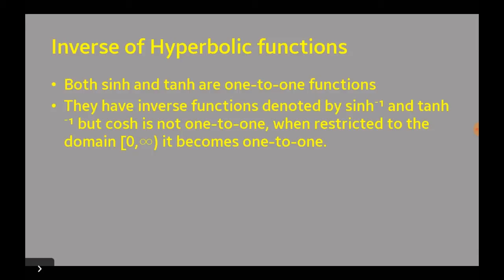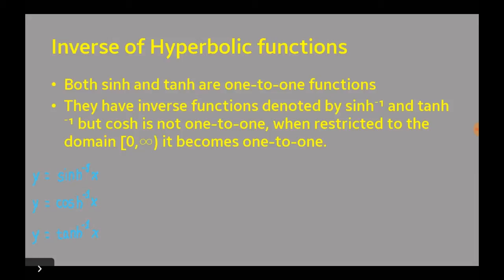We see about the inverse of hyperbolic functions. Both sinh and tanh are one-to-one functions, because they have inverse functions, which are denoted by sinh inverse and tanh inverse, but cosh is not one-to-one, because when we restrict it to the domain 0 up to positive infinity, it becomes a one-to-one function, like this. And the inverse of hyperbolic functions here, y must be sinh inverse x, and y must be cosh inverse x, and y must be tanh inverse x.